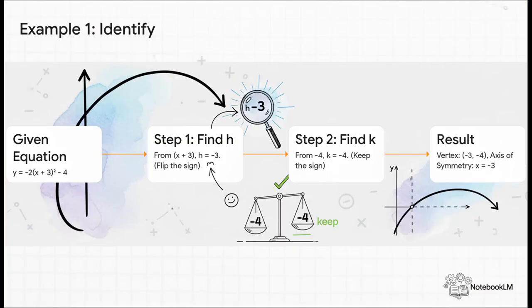Check this out. We've got y = -2(x + 3)^2 - 4. To find our vertex, we just need h and k. Now, here's the one thing you have to remember. For h, you flip the sign. Since we see a +3 inside those parentheses, our h is actually -3. For k, you just keep the sign, so it's -4. And just like that, bam, we know the vertex is at (-3, -4). No tables, no plotting points, done.